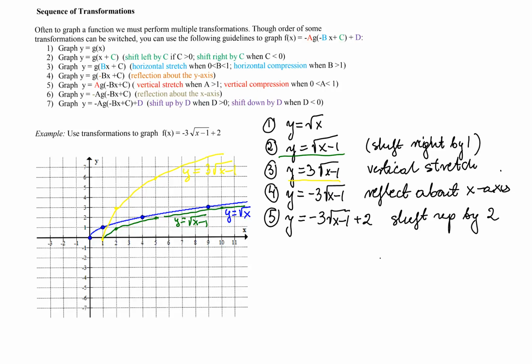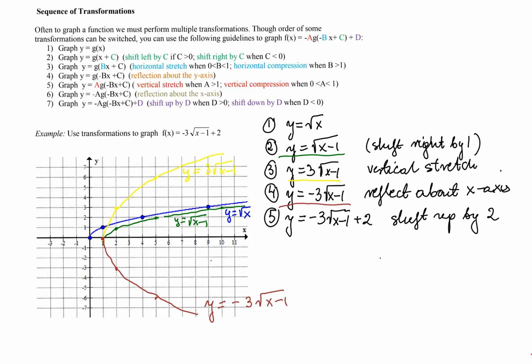Next part is reflection about the x-axis. So every point on the yellow graph will have to be reflected about the x-axis. So point 1, 0 stays where it was. Point 2, 3 becomes 2, -3. Point 5, 6 becomes 5, negative 6. And since we can't plot another point, we'll just graph that function. And this is the graph of negative 3 square root of x minus 1.